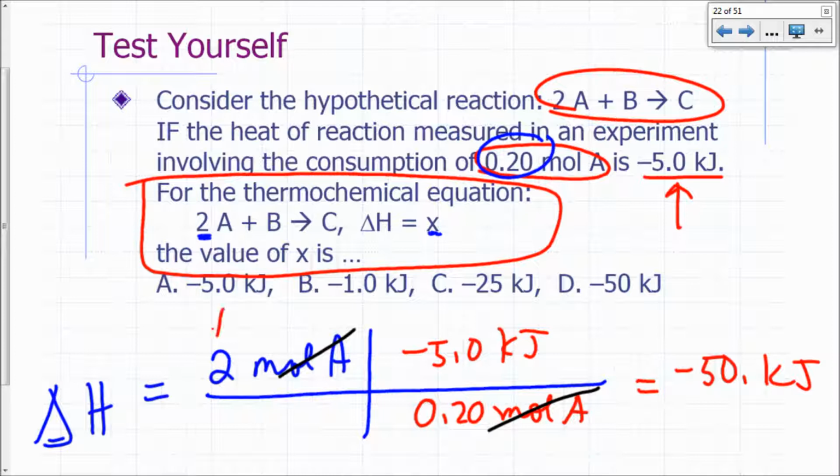Okay, now this 2 right here, this is a coefficient in the balanced equation. You treat that as an exact number, so infinite sig figs there. All right, so negative 50 kilojoules.